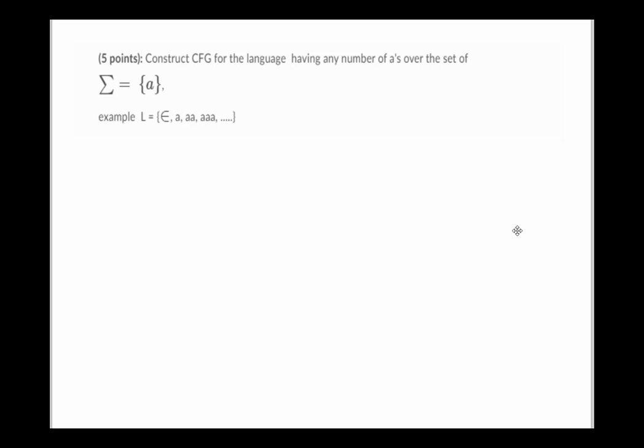This is Quiz 2. Quiz 2 consists of two parts. One is multiple choice questions, which you all have done online. And this is the second one, where I give you two problems.